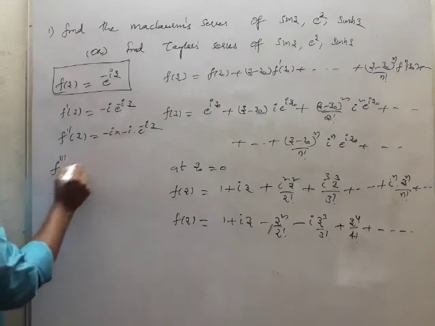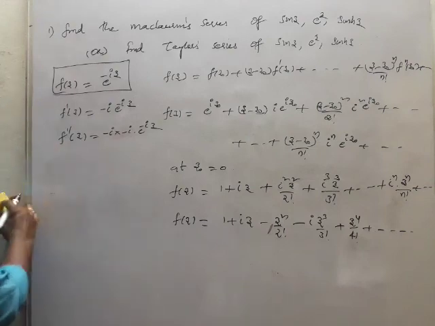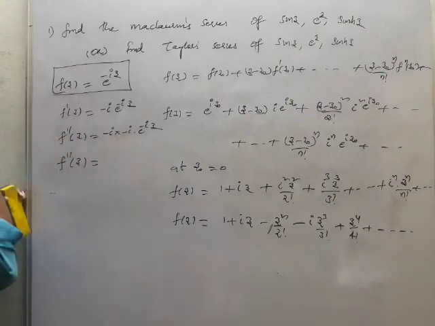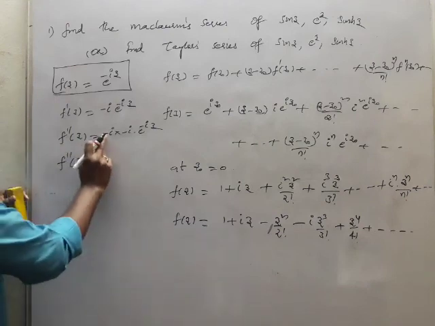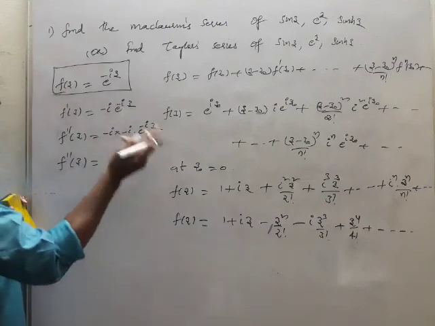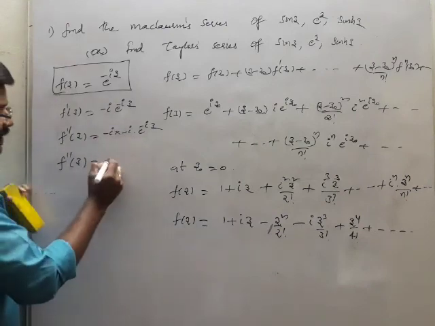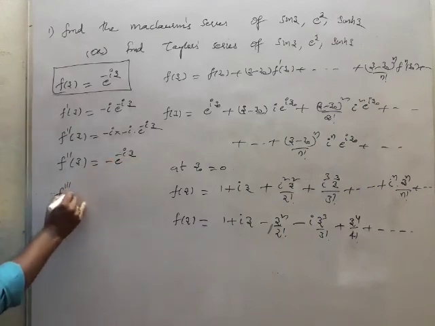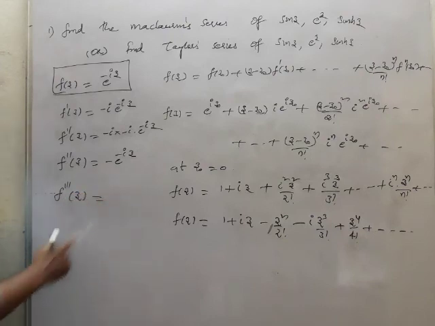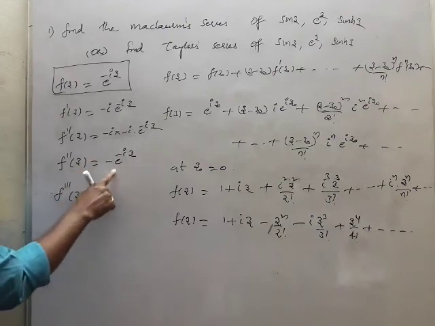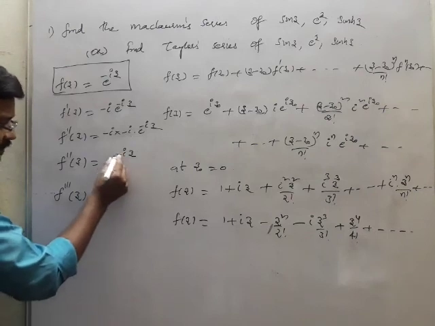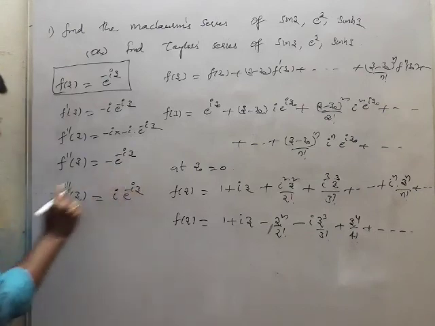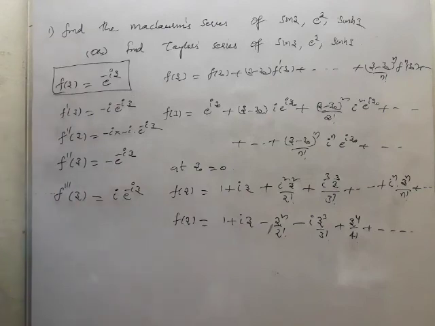So now f double dash of z is nothing but equal to minus i into minus i, which is i square. I square is minus 1, so minus into minus is plus, and i into i is minus 1, so this is minus e power minus iz. In the same way, triple dash: if you differentiate this again, minus and minus become plus, so i e power minus iz. Okay, so you got it like this.